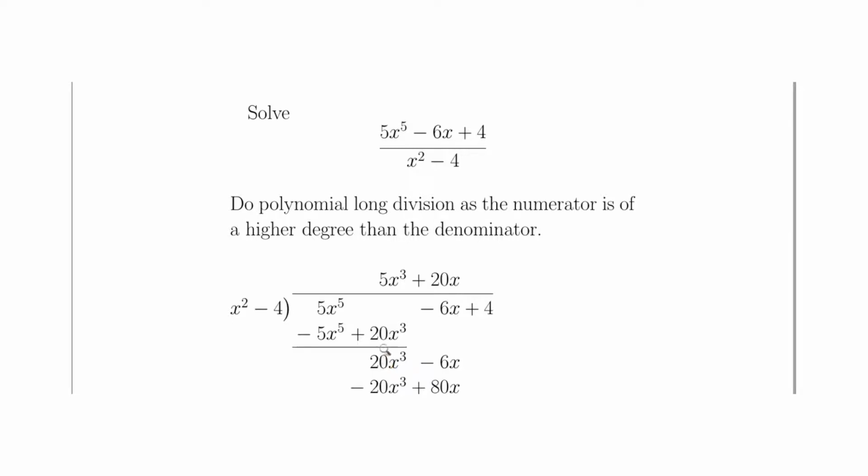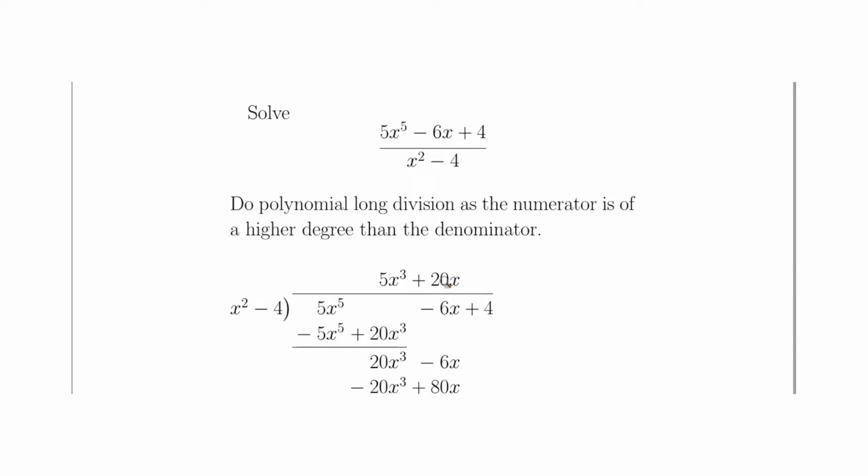So now what we do is we get 20x cubed and divide it by x squared. Now 20x cubed divided by x squared is just 20x. And it's a plus 20x. So we just write that here in the top of our divide sign next to the previous result, which is plus 20x. So now all we're interested in is this plus 20x.